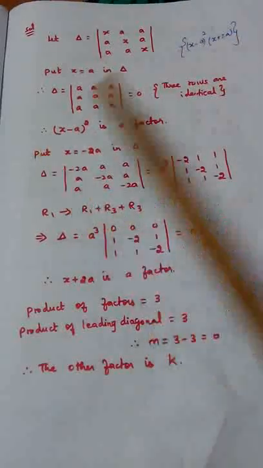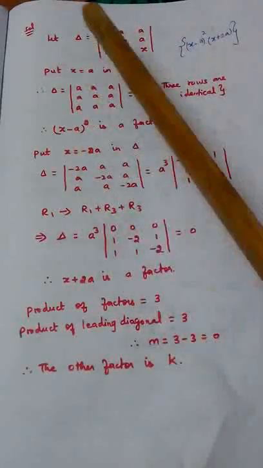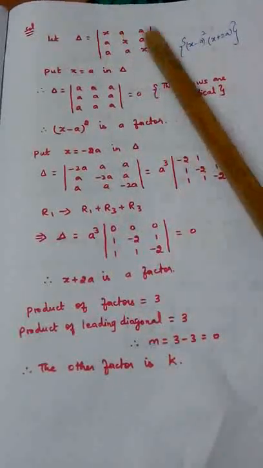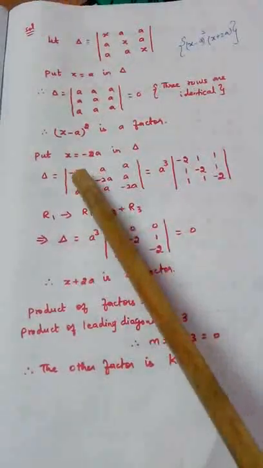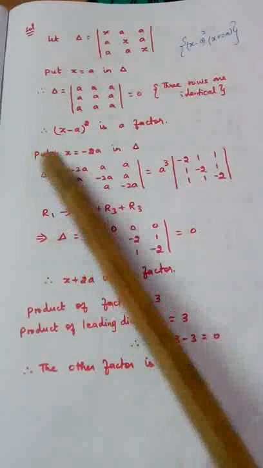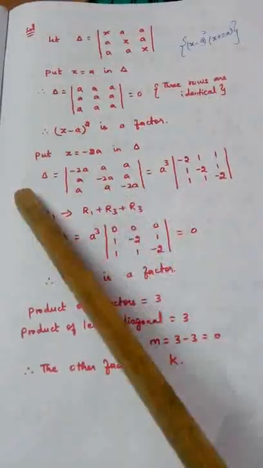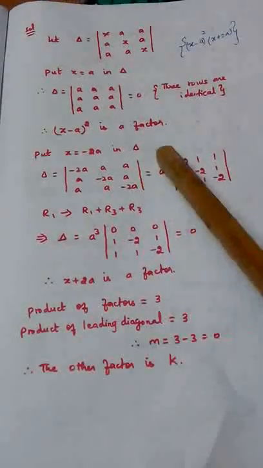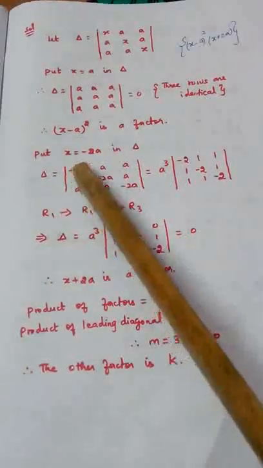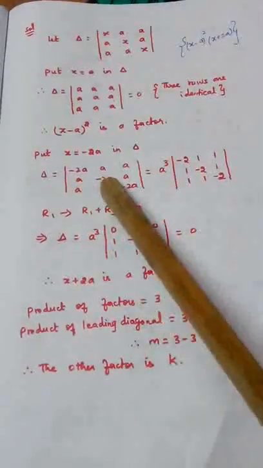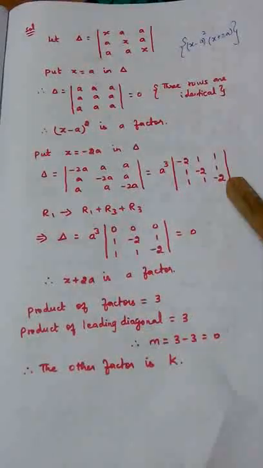So I am going to substitute, put x is equal to minus 2a in this determinant. So see, wherever x is present in the diagonals, there I am writing minus 2a. So from first row taking a as common, from second row taking a as common, from third row taking a as common, so that becomes a cube. So a determinant, after taking a as common, becomes minus 2, 1, 1. Second row, 1, minus 2, 1. Third row, 1, 1, minus 2 is remaining.